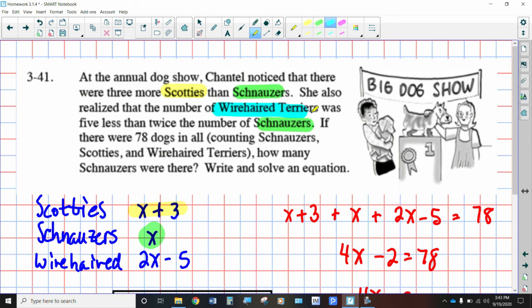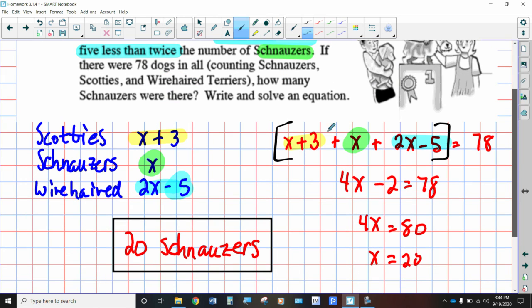And the wire-haired terriers was 5 less than twice. So 5 less than, you have to use the order of operations. So double the amount of Schnauzers and take away 5. So this is 5 less than 2 times that. So once we have all that in order, we know our number of Schnauzers is an unknown quantity that we're trying to figure out. That's our x. And then compared to the number of Schnauzers, you've got x plus 3 for the Scotties and 2x minus 5 for the wire-haired. So now let's solve this equation by first simplifying the expression on the left.